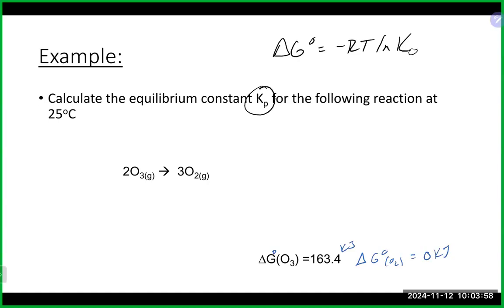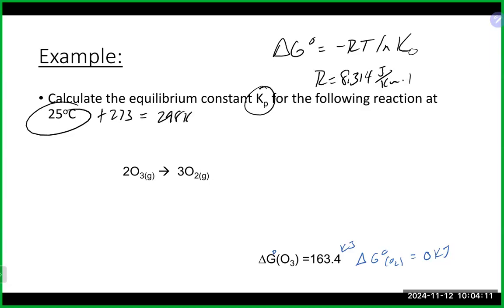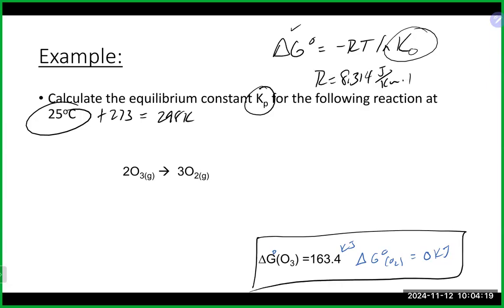In this case, we do have R always, and it is the gas constant that has that energy. We do need to convert this into Kelvin, so we'll add 273 to it, which is going to give us 298. And in this particular case, they did not give us delta G, but we can go to the table here and calculate it.